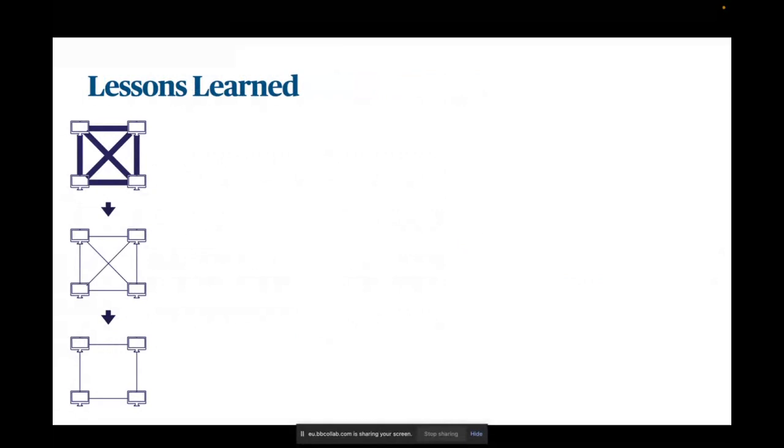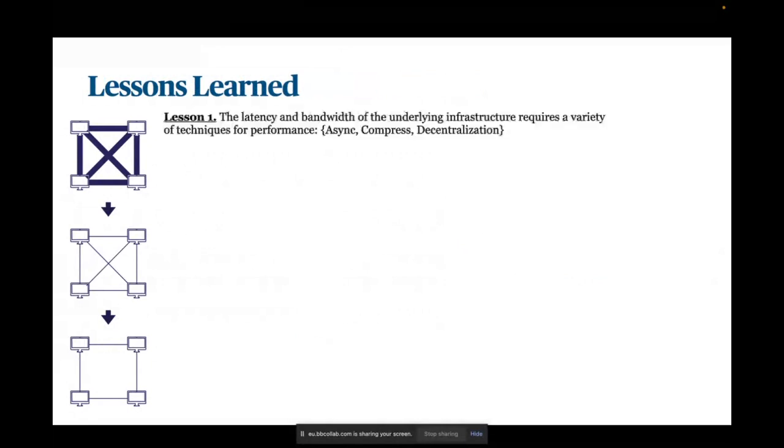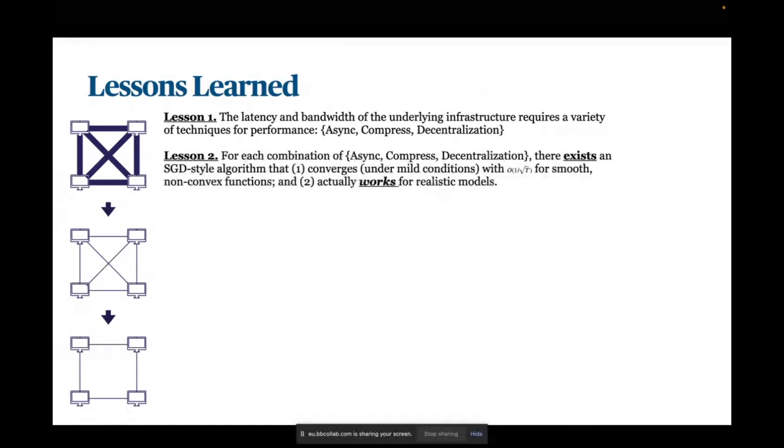So we have been looking at this evolution of the infrastructure over the years, from a very fast interconnected network into something much slower. We learned several lessons over the years. The first one is that the latency and the bandwidth of the underlying infrastructure really require a variety of technologies for performance. You need to deal with asynchronization, compression, decentralization. And the second lesson is that for each combination of those relaxation techniques, there actually exists an SGD-style algorithm that has two different properties. The first is that it converges under very mild conditions with the same convergence rate as SGD for smooth non-convex functions. And second, it actually works.